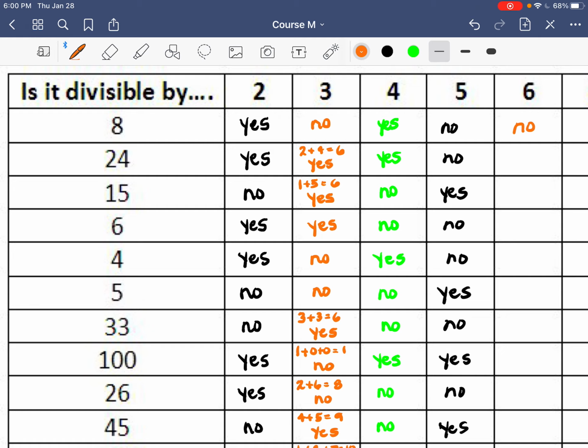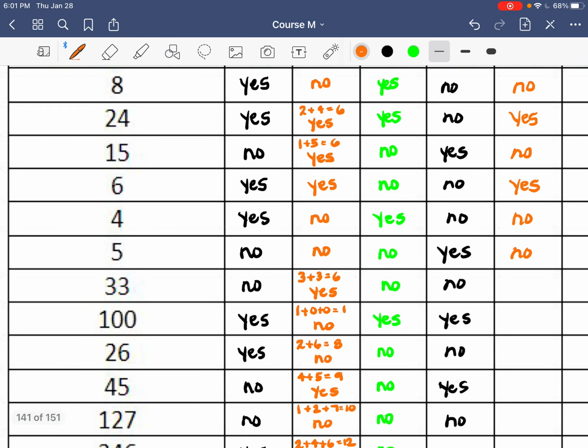Look at this one though, the 24. I have a yes and a yes. That's a yes on the 6. The 15, I have a no, yes, so that means a no here. The 6 is a yes, yes. 4 is yes, no. 5 is no, no, so that's definitely a no. 33 is a no and a yes. We're looking for yes and yes. That's a no. This is a no.